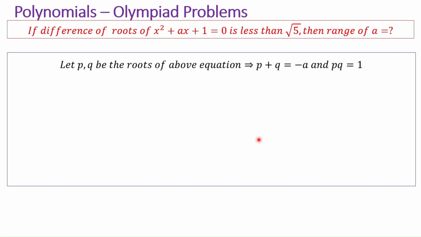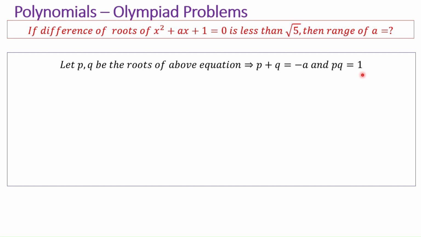So with these only we are going to solve the problems. p and q are roots of the equation, so p plus q is equal to minus a as per the equation. Okay, p plus q is minus a and p into q is 1. Okay, the difference of roots is less than square root of 5, he gave. So we need to get the difference of roots. How do you get? p minus q is what we need.